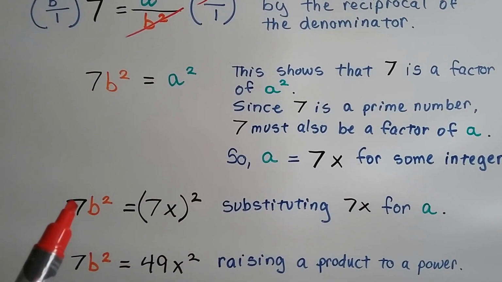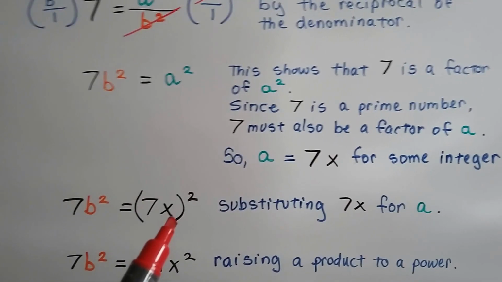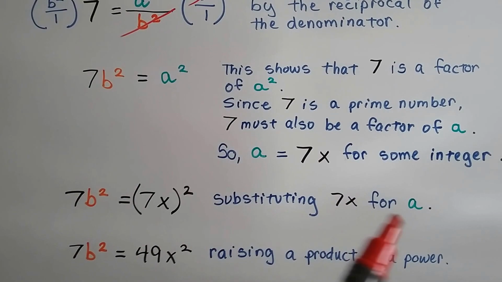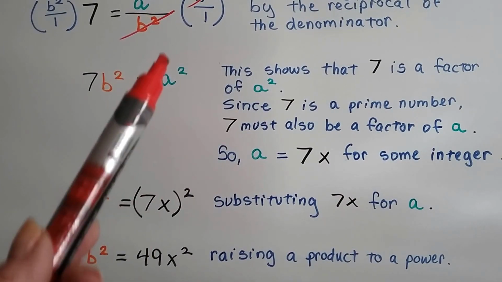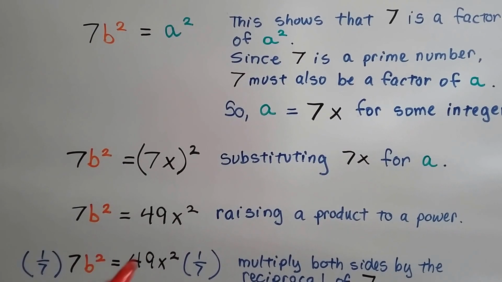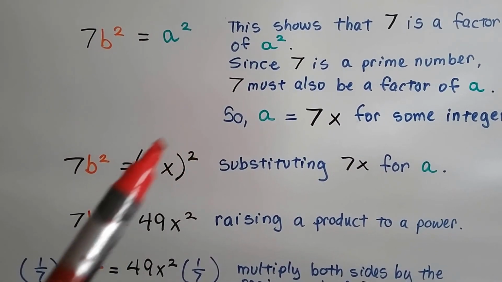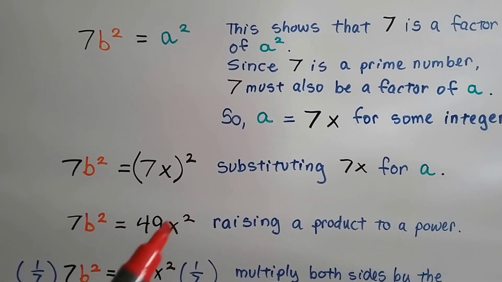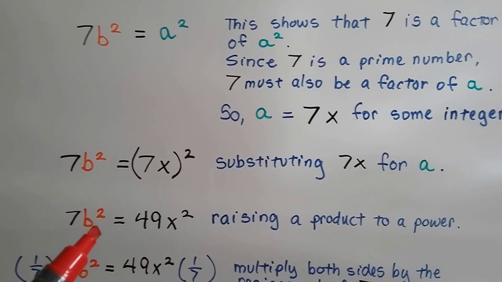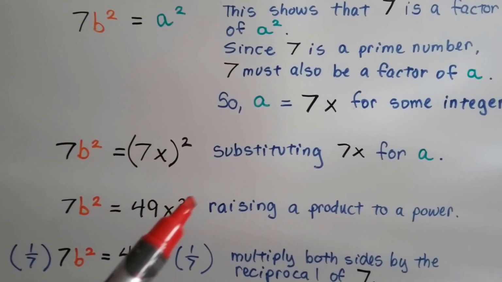So now we've got 7b squared equals 7x squared, and substituting the 7x for the a, okay? See? Because a equals 7x. So now we do 7 squared, that's 49x squared, see? When we raise a product to a power. So now we got 7b squared is equal to 49x squared.